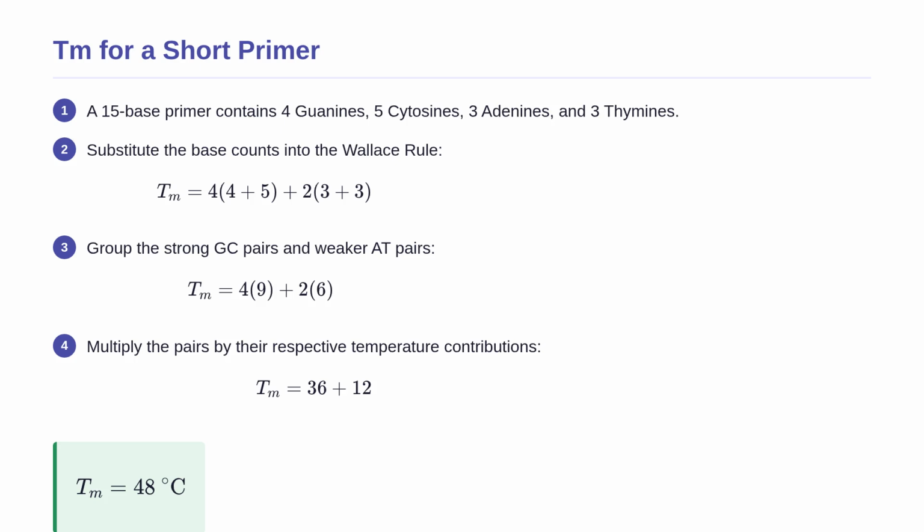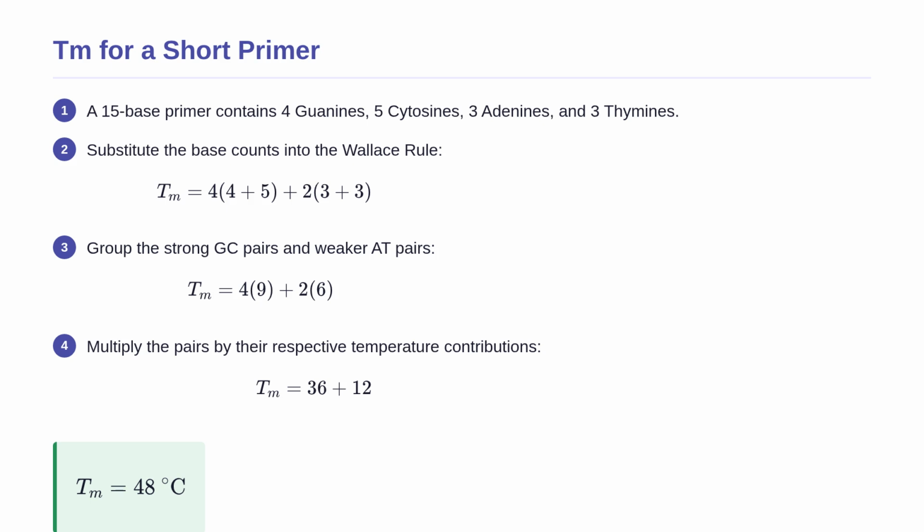Imagine a scientist is designing a short DNA primer for a PCR experiment. We are given that the primer is 15 bases long, containing 4 guanines, 5 cytosines, 3 adenines, and 3 thymines. We are asked to calculate the estimated melting temperature. Because this is a short sequence, under 20 bases, the Wallace rule is the perfect tool.